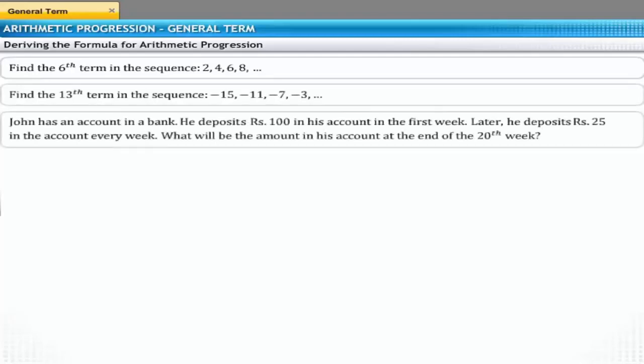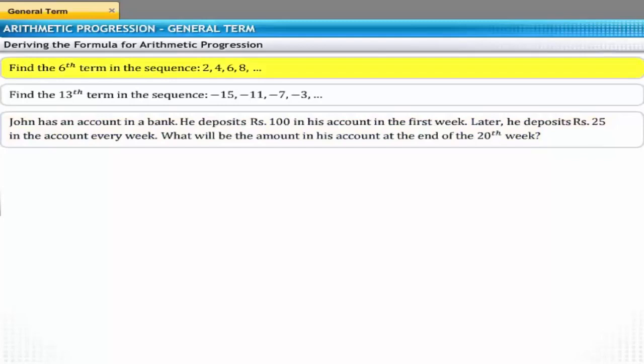Consider the following problems regarding arithmetic progression. Find the sixth term in the sequence 2, 4, 6, 8, and so on. Find the 13th term in the sequence minus 15, minus 11, minus 7, minus 3, and so on. John is saving money in a bank. He deposits 100 rupees in the first week. Later, he deposits 25 rupees in the account every week. What will be the amount in his account at the end of the 20th week?